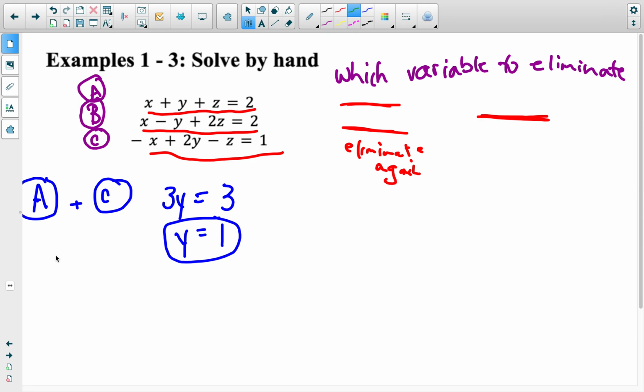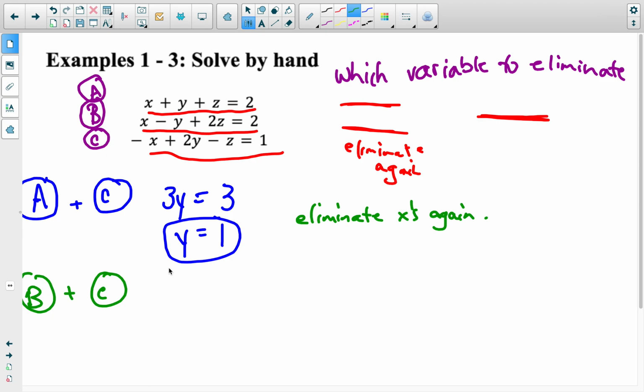So I've eliminated my x's, and now I can't use A and C again. I have to use either A and B or B and C to eliminate my x's again. Because I see that B has a positive x and C has a negative x, I'm going to do B plus C. So x plus negative x, those cancel out. Negative y plus 2y gives me y. 2z plus negative z gives me z. And then 2 plus 1 gives me 3.